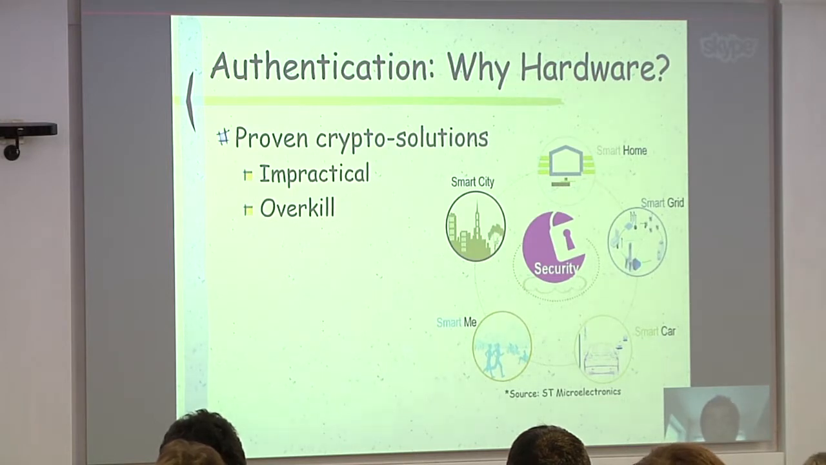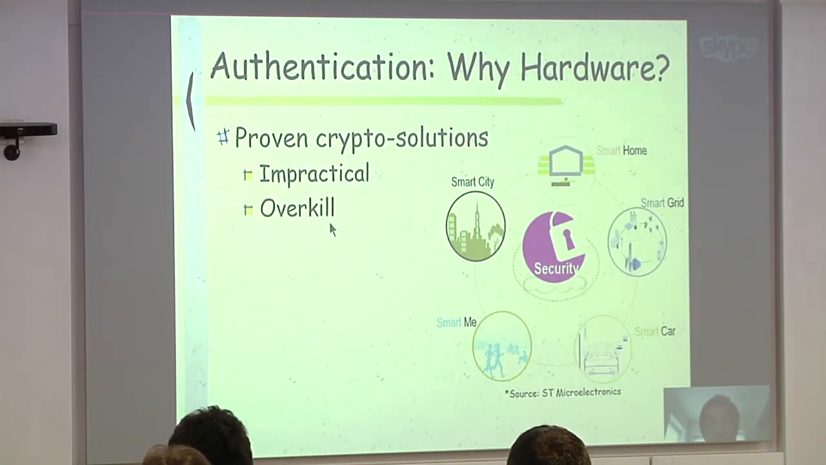So basically I mentioned two things here. First, these crypto solutions are not practical. A lot of small IoT devices are extremely resource constrained. And the crypto solutions involve very, very power-hungry, computation-intensive computations. So we could not afford to do that on these small IoT devices.